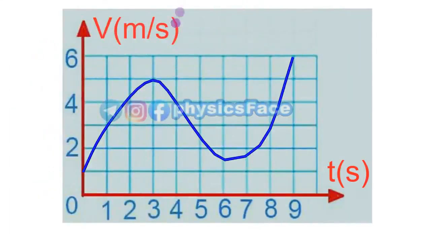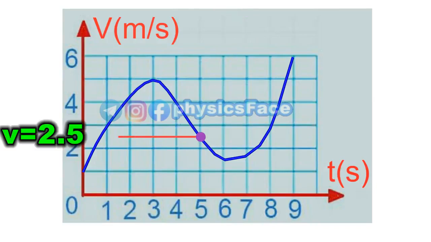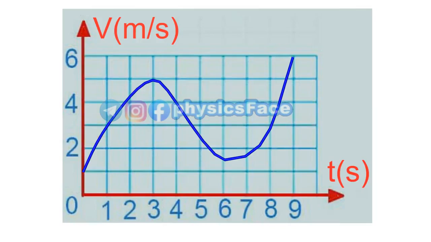Consider this point for example. This point indicates that the moving object moves at a velocity of 5 meters per second at moment 3. At moment 5 we cannot say exactly, but we can say that it moves at a velocity of about 2.5 meters per second. In the same way, we say that the velocity of an object at moment 9 is 6 meters per second.